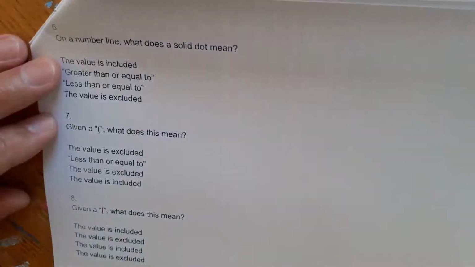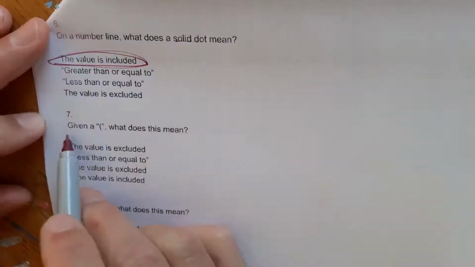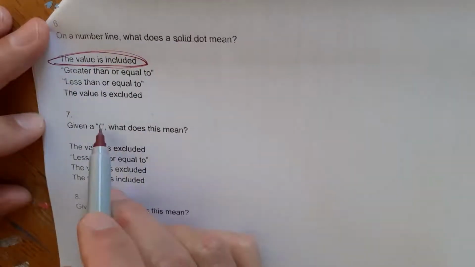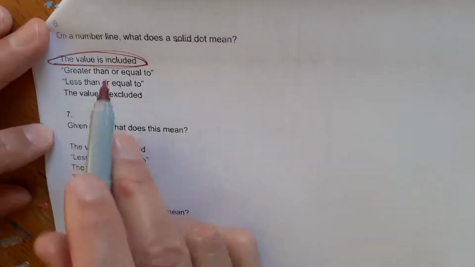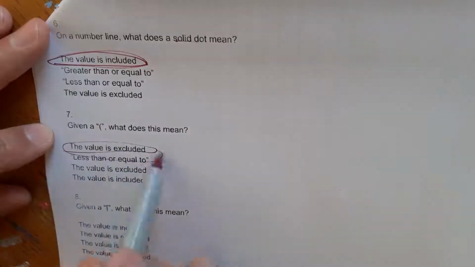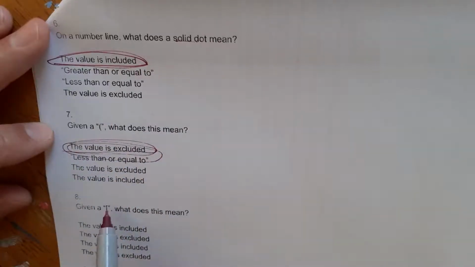What does a solid dot mean? Solid dot means that the value is included. Given a parentheses, what does this mean? This is set notation. It means, just like the open dot, the value is excluded. And how do you model a solid dot with set notation? You need a bracket. So a bracket means the value is included.